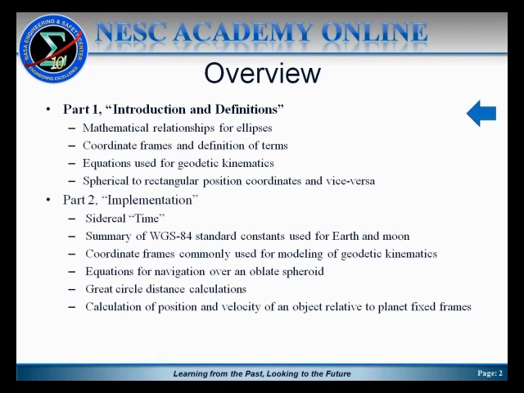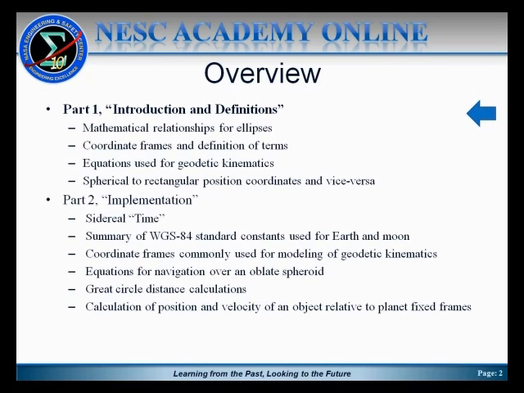In part one, today's discussion will cover mathematical relationships for ellipses and why that's important in the discussion of geodetic kinematics. We'll discuss also coordinate frames and definition of terms, because there are many different coordinate frames and types of coordinates used for geodetic kinematics. The equations used for geodetic kinematics, and the equations used for spherical to rectangular position coordinates and vice versa, which is useful in switching back and forth between the different ways of representing positions over an oblate spheroid.